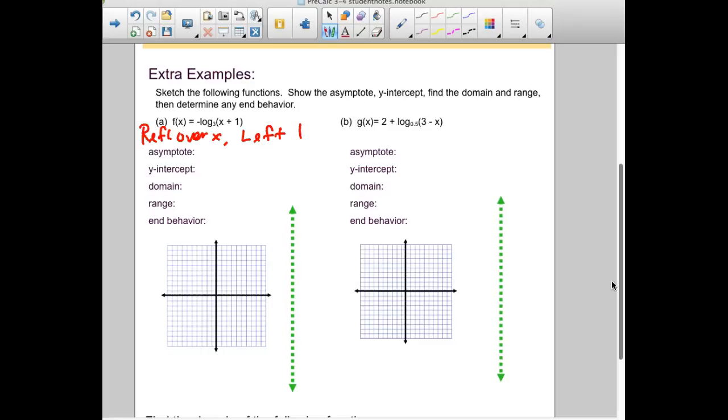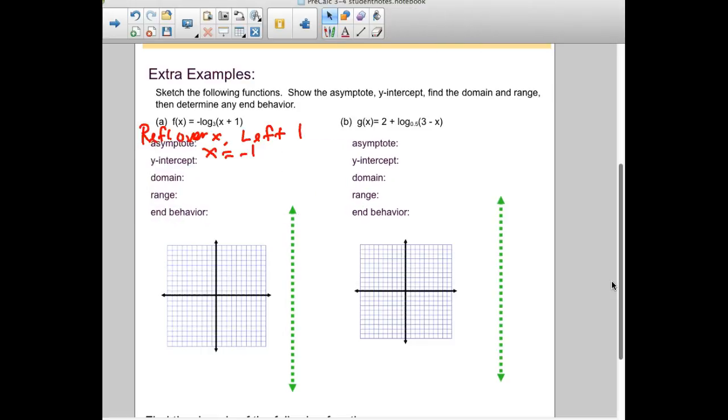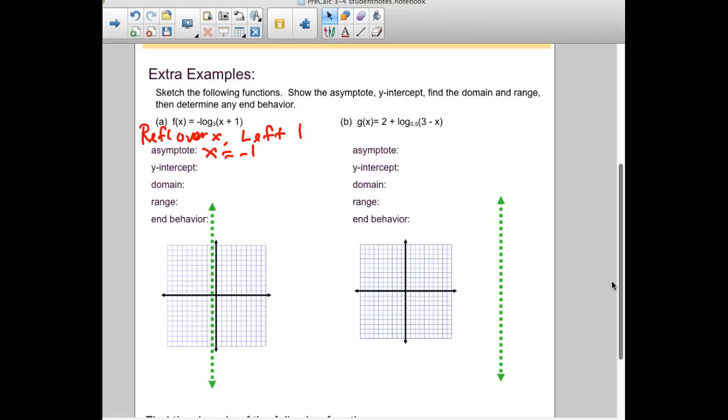All right, so if we're reflecting over x and shifting it left 1, where would our new asymptote be? Okay, and make sure you're giving me an equation, x equals -1. All right. Let's go ahead and think about our parent function. If we ignore the reflection and the left 1, what was the basic function that we had? Y equals log base 3 of x.